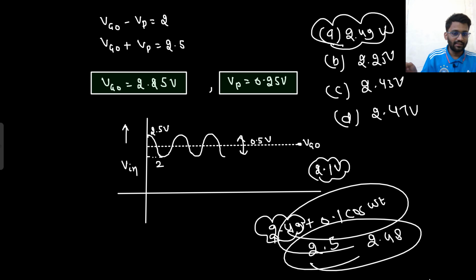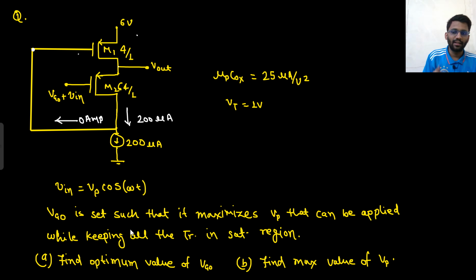But in the question, what did they say? They said that your Vg naught is such that it will allow Vp to go to its maximum value. So that's why we have to take the middle point. 2 to 2.5, middle point is 2.25. So Vp can have maximum here and maximum downward. So that was the scene.